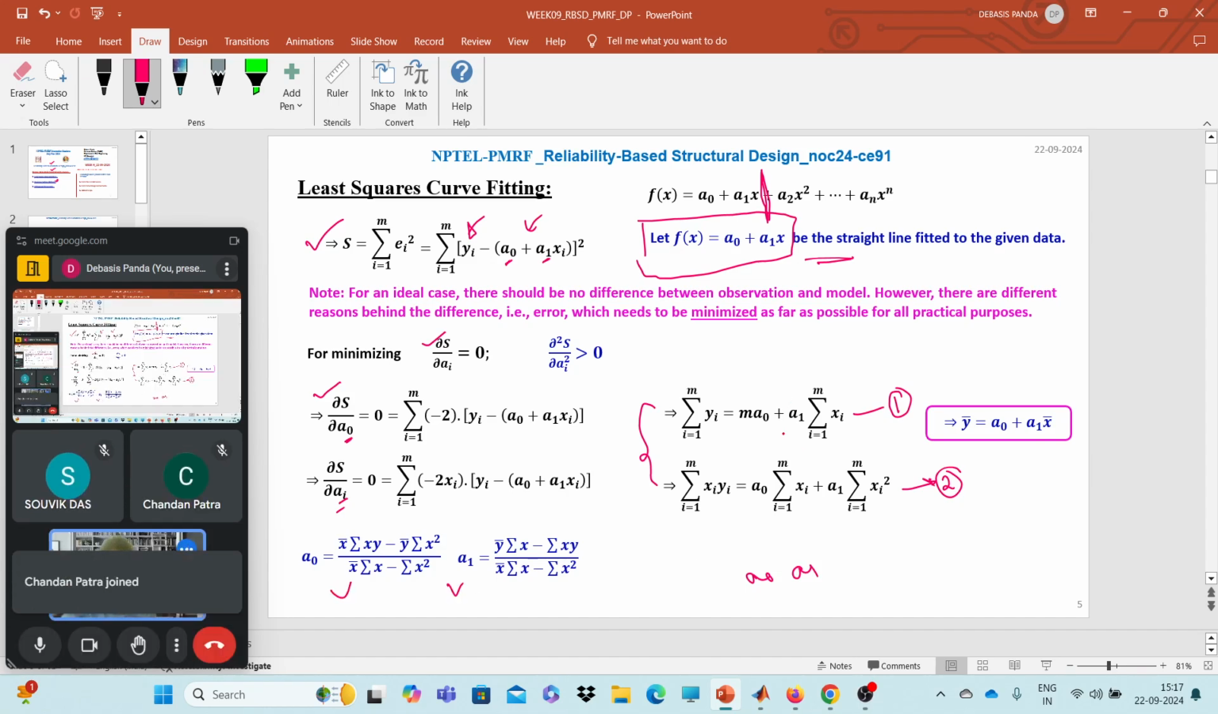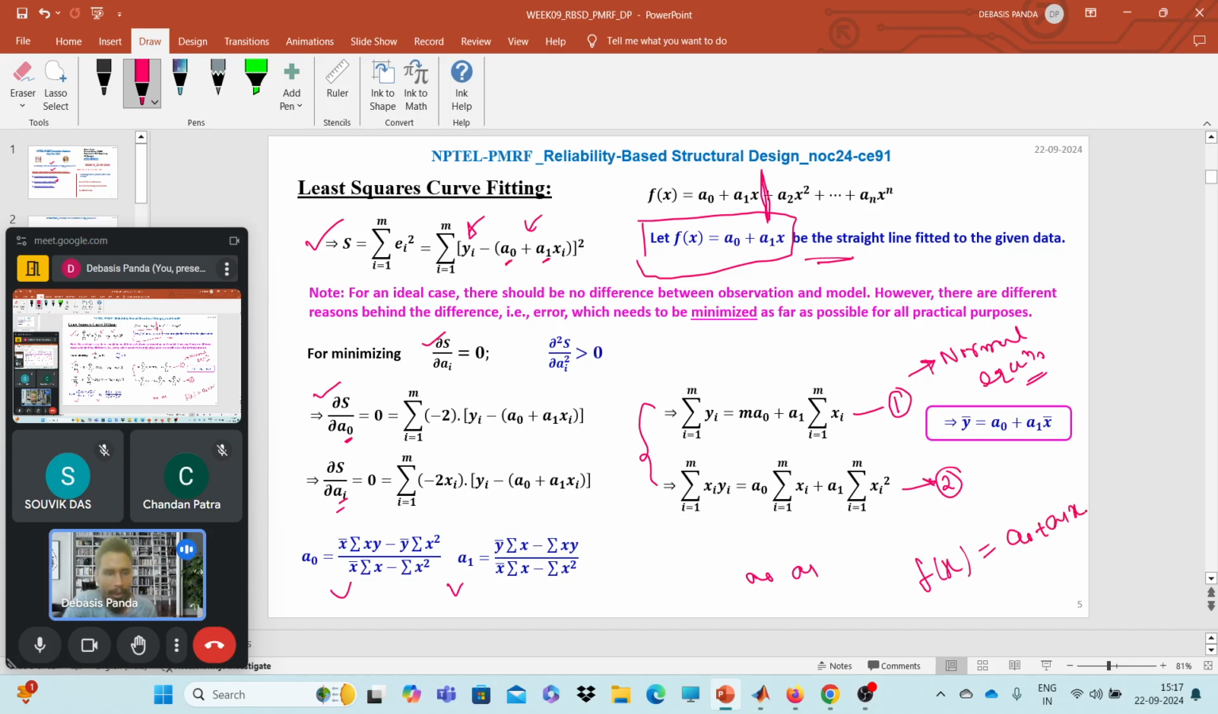Now these equations are called the normal equations. Once you have the normal equations, you can solve for a0, a1 and you can get your f of x, which is a0, you will get some value of a0, plus a1 into x. That will be your fitted function.